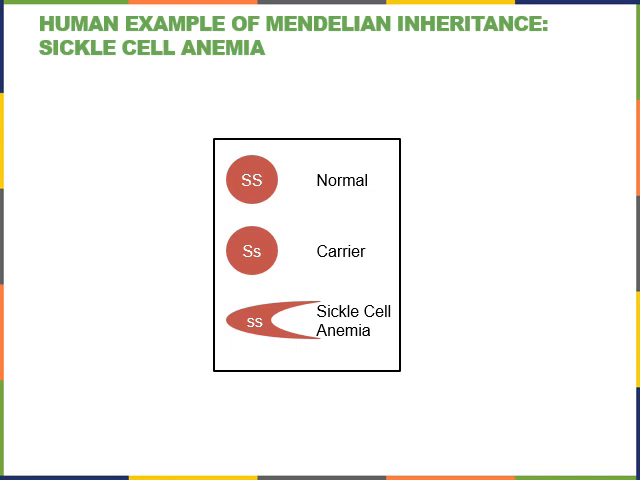Sickle cell anemia is an example of a human trait that follows the laws of Mendelian genetics. The sickle cell mutation is a mutation in the gene for hemoglobin, which causes red blood cells to have an abnormal shape, a sickle shape, and these cells will clump together and break easily, and this will decrease the oxygen carrying capacity of the blood, decrease the ability of our blood to carry oxygen throughout the body, which is known as anemia.